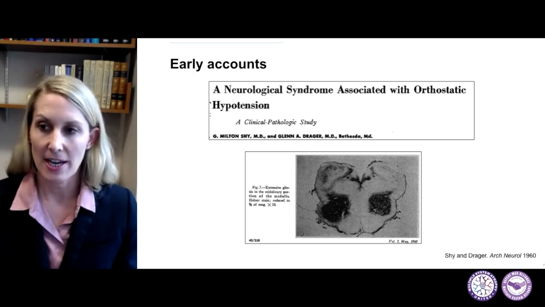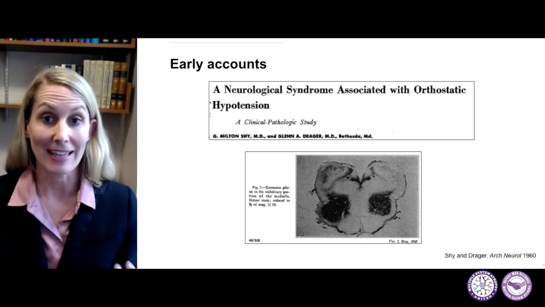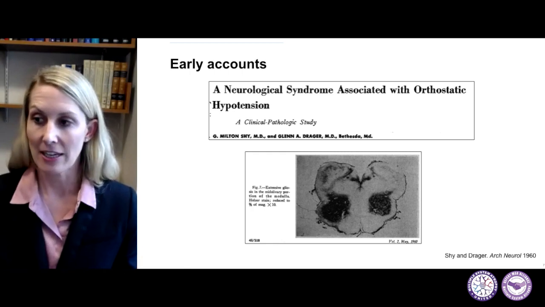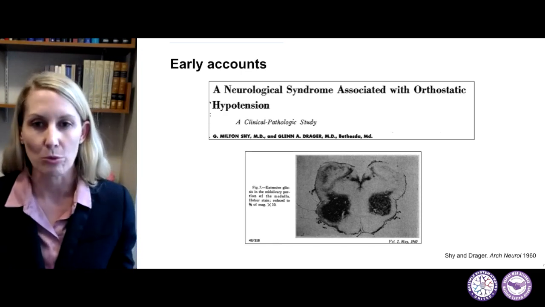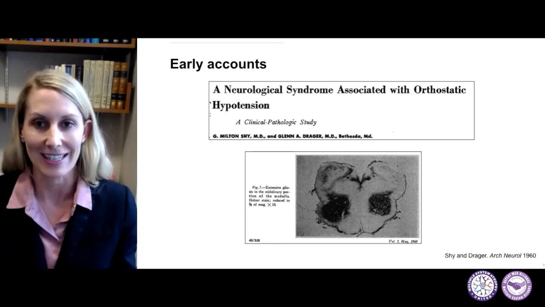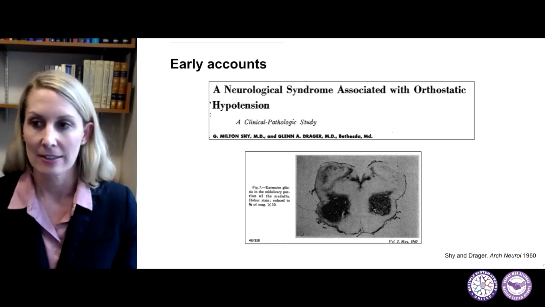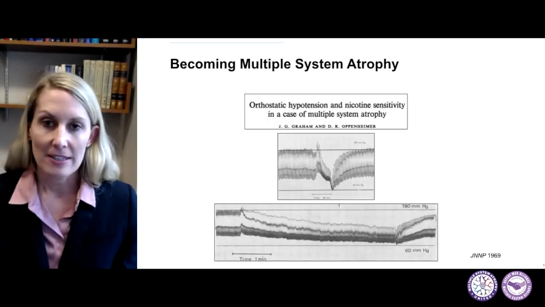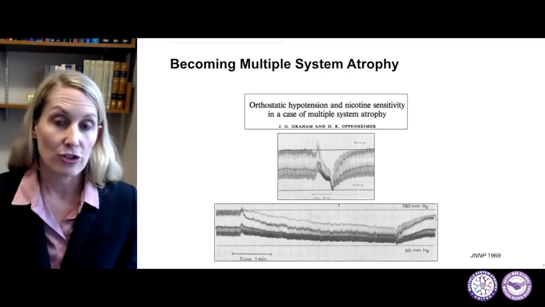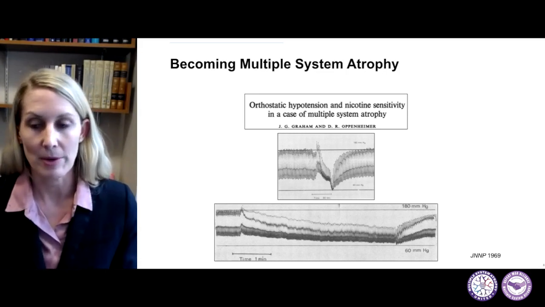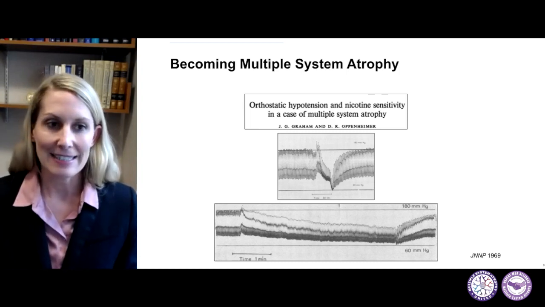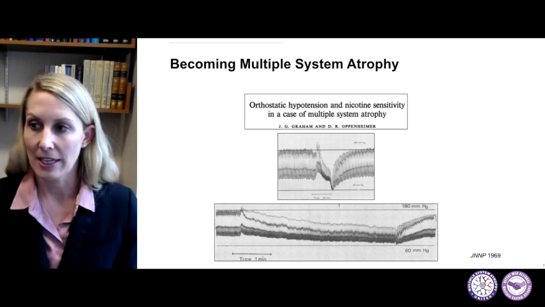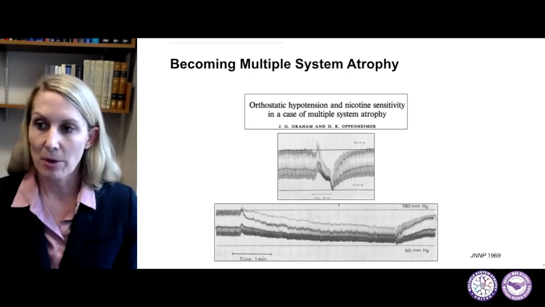And it was right around this time when the Adams group published a case of a patient who had what they called both striatonigral degeneration and olivopontocerebellar atrophy. So they really brought the two pathologic features together in one patient. From that time on, the Shy-Drager syndrome was used a lot in the literature. But in a 1969 article, Graham and Oppenheimer proposed using the term multiple system atrophy.